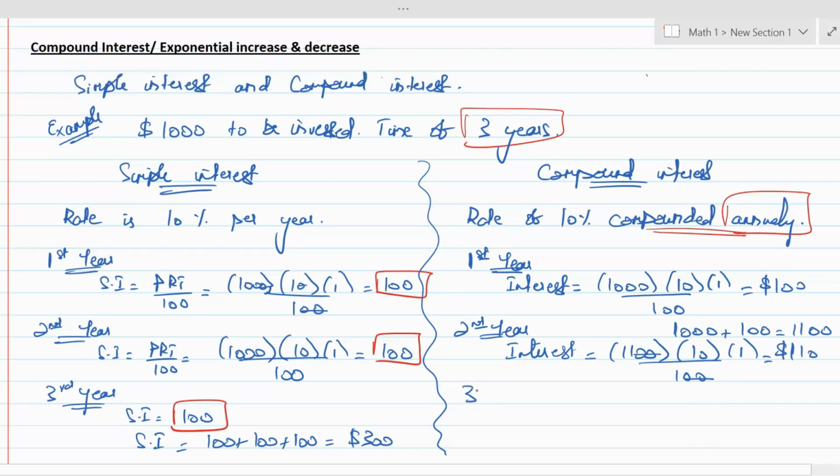Now the same cycle is repeated for the third year. For the third year, the principal would be the second year's principal, which was 1100, plus the interest earned after the second year, which was 110. So the new principal for the third year would be 1100 plus 110, and this gives us 1210.